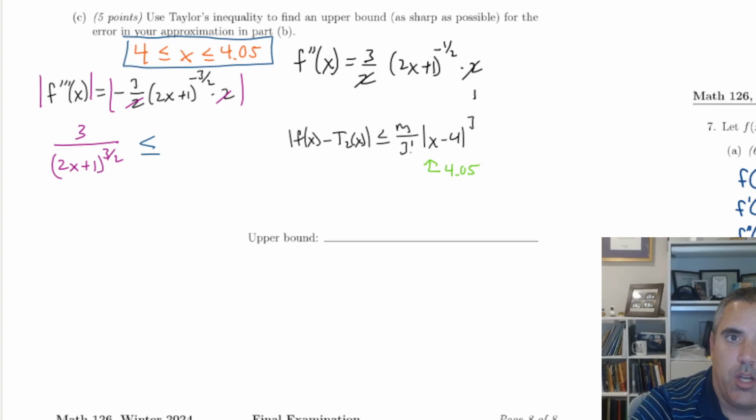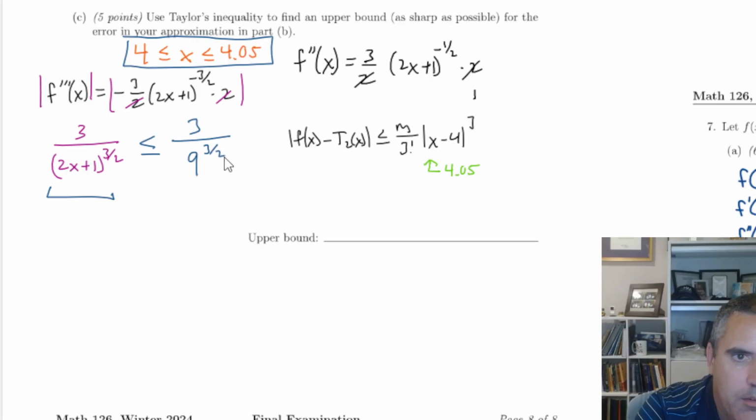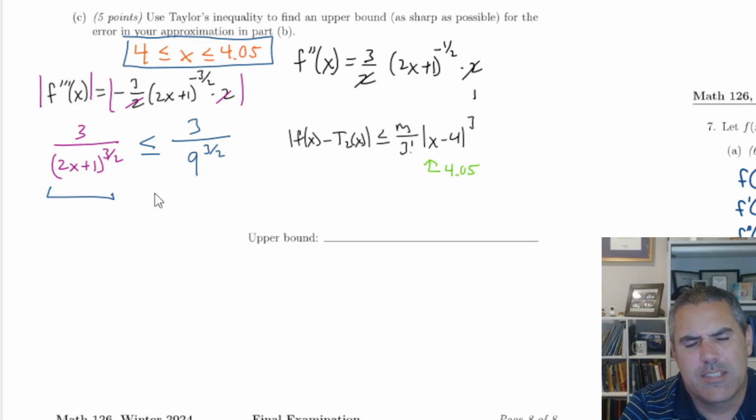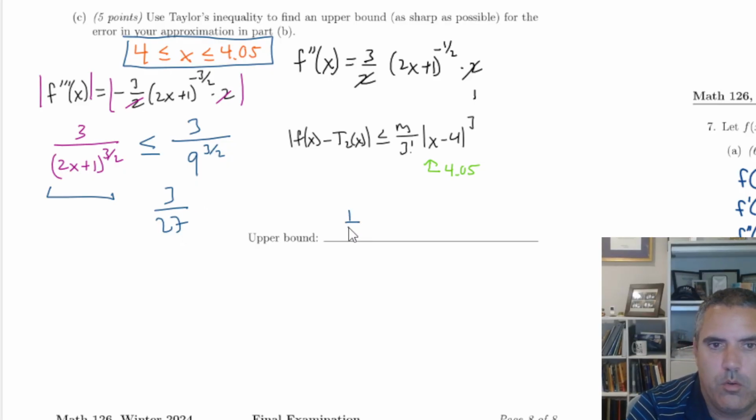So there's really just one job to do, which is to say, what is the biggest this can be? Well, the biggest it can be is when the denominator is smallest. The denominator is smallest when you plug in 4, so you get 3 over, plugging in a 4 there, 9 to the 3/2. Ooh, that's nice, because the square root is 3, and 3 cubed is 27. So it's going to be 3 over 27, which is 1/9. So our final answer would be 1 over 3 factorial. The M would be 1/9, which is what this is. And then this altogether would be 0.05 to the third.